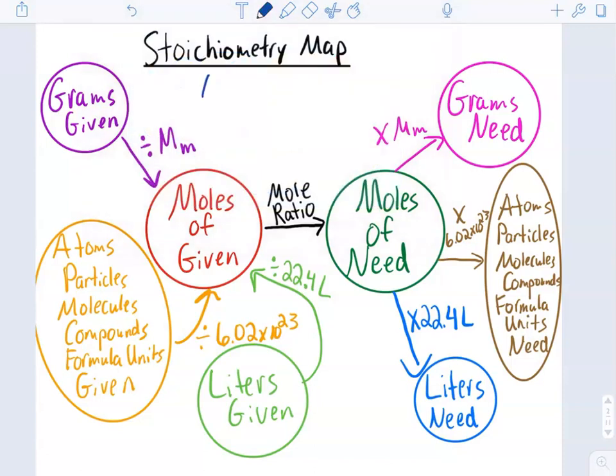Couple of things on this. Make sure that you remember that MM equals molar mass. And then your given could also be called your A, and your need could also be called your B. But you want to pause and write this map down. So I trust that you have paused and written this map down.